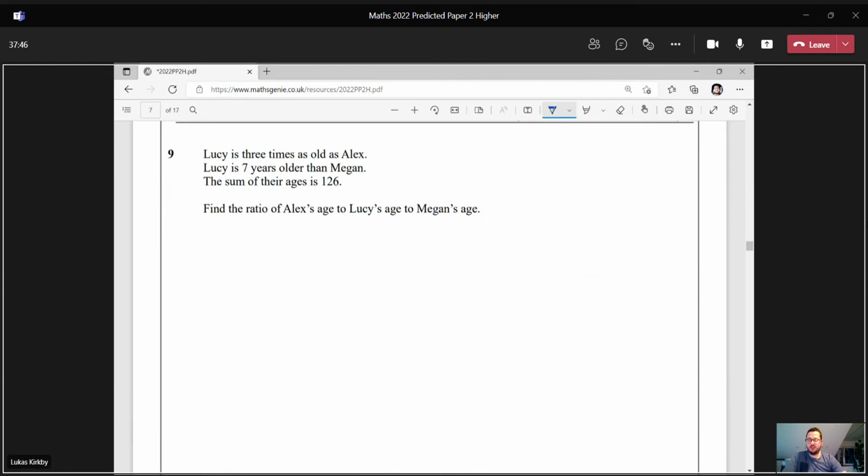Number 9, so Lucy is 3 times as old as Alex, and Lucy is 7 years older than Megan. The sum of their ages is 126. Find the ratio of Alex's age to Lucy's age to Megan's age.